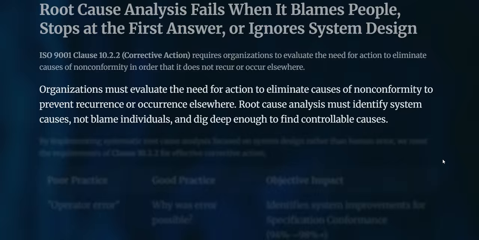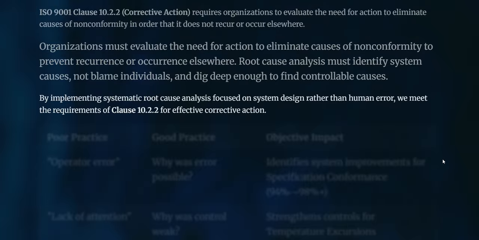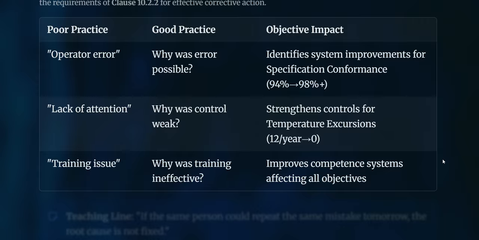We will demonstrate shortly. So by implementing systematic root cause analysis focused on system design rather than human error, we meet the requirement of Clause 10.2.2 for effectiveness of corrective actions. Now let's take a look at poor practice and good practice and the objective impact from our root cause analysis.